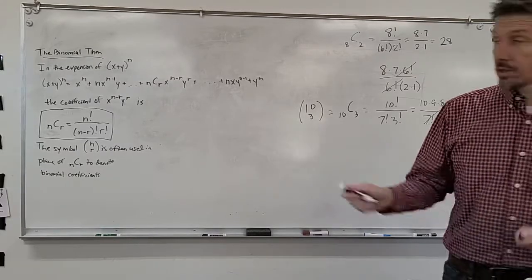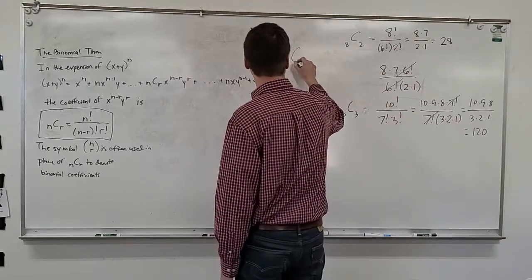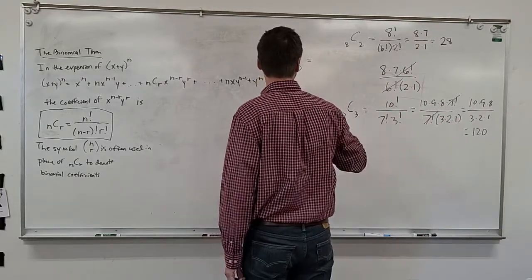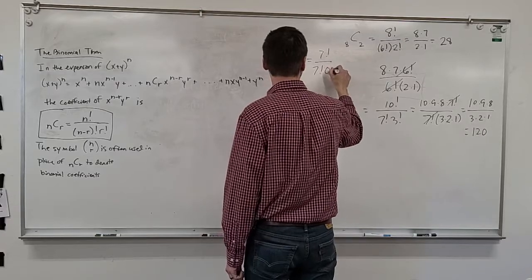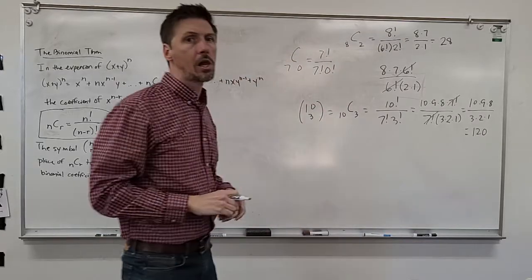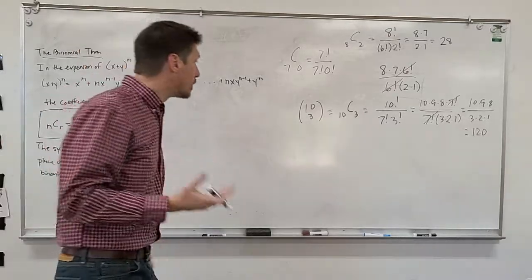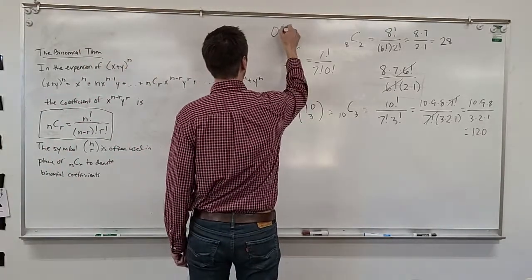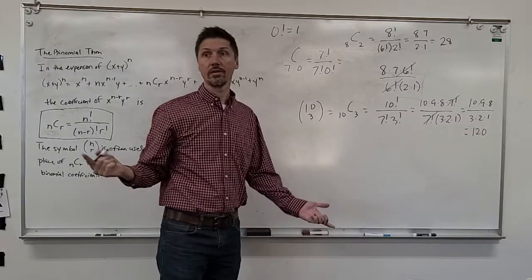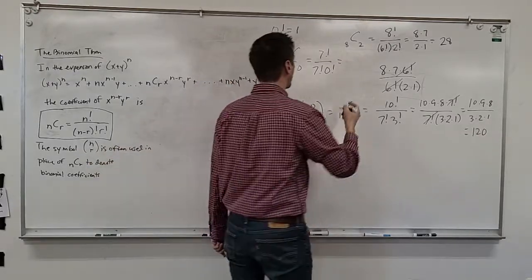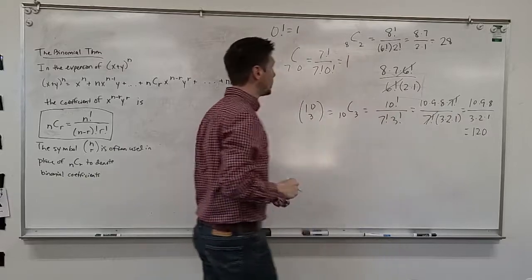This is a good one, just to make sure that we remember how this works. What if I have this? On the top I have 7 factorial, and then 7 factorial, and then 0 factorial. 0 factorial would be 1. That's what we have to remember. 0 factorial is not 0, it's 1. If that had turned into 0, then we'd have an undefined. So this just becomes 1.